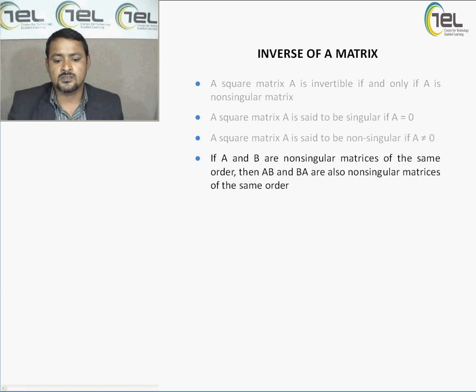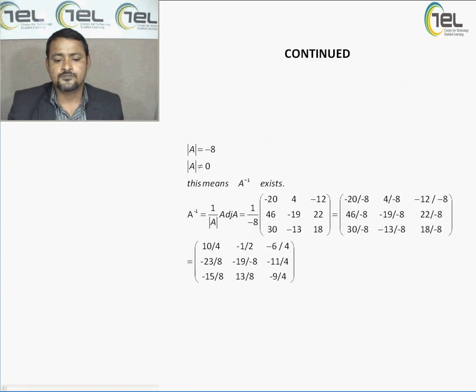The formula for inverse is A inverse is 1 upon determinant A multiplied by adjoint A. So determinant A is minus 8, so 1 upon minus 8 into adjoint A. We divide all the elements by minus 8. We get the elements as 10 by 4, minus 1 by 2, minus 6 by 4, minus 23 by 8, minus 19 by 8. So the minus sign will be eliminated and so on. By this process, we will be able to get the inverse.